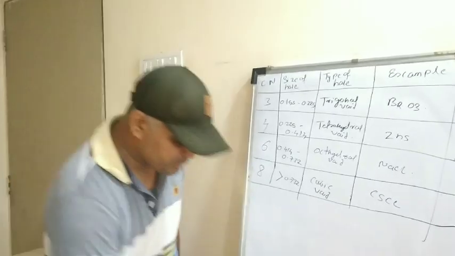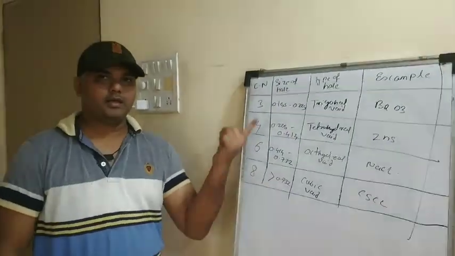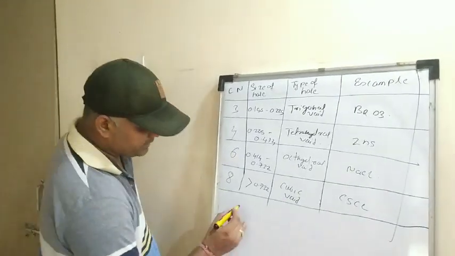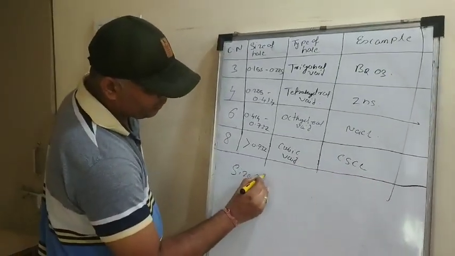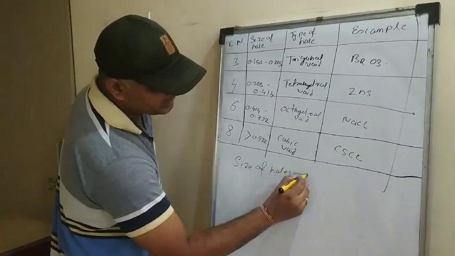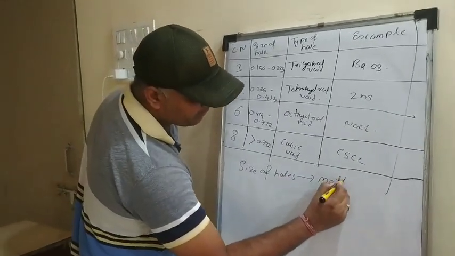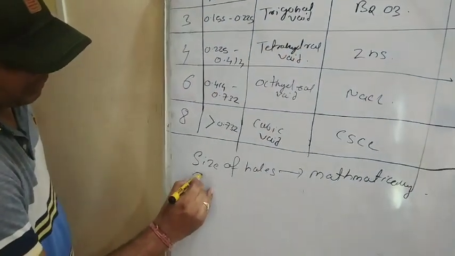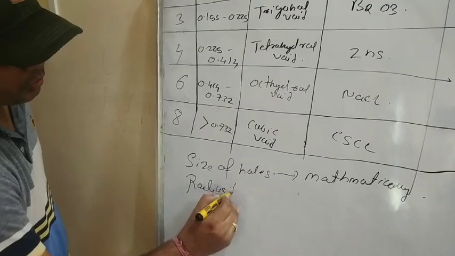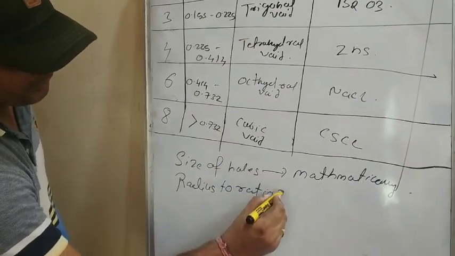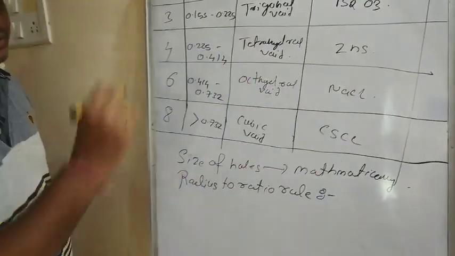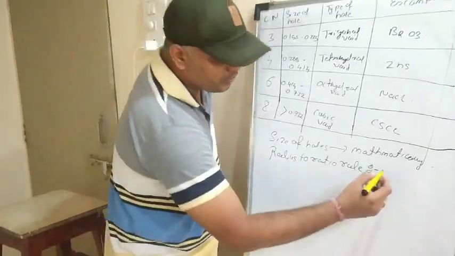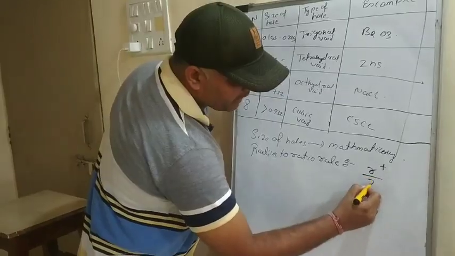Now based on these standard sizes, we can also calculate the size of the particular holes. Now for example, how to calculate the size of the holes? The size of the holes can be calculated mathematically by using the radius ratio rule. Now what is this exactly, the radius ratio rule? The radius ratio rule formula is r+ by r-.